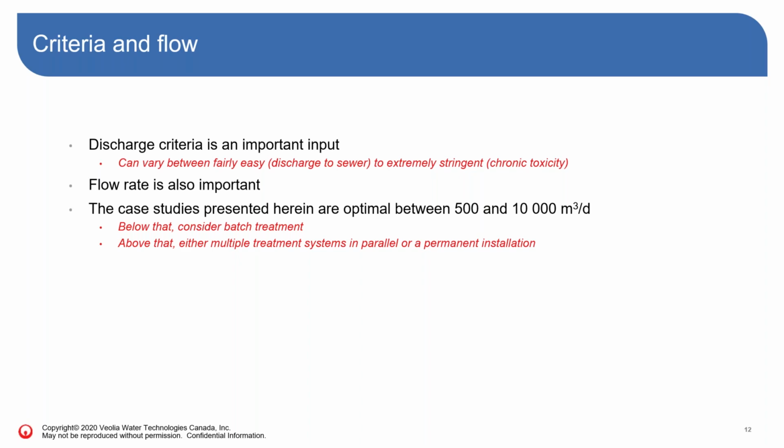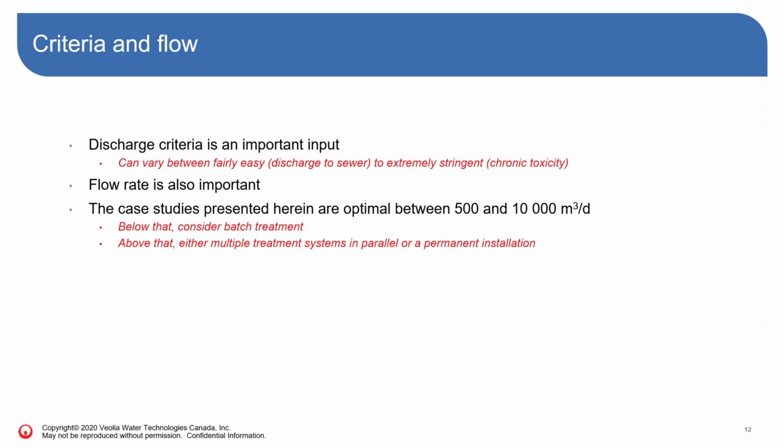The case studies that we're going to present are between 500 and 10,000 cubic meters per day. Below 500 cubic meters per day, usually you should consider batch treatment. Batch treatment is possible, but we will not present that today. Above 10,000, it becomes difficult to have a mobile solution, a wheeled solution. So usually either you need to consider multiple trains in parallel, or a permanent installation. Obviously, for a permanent installation, we can go to much higher flow than 10,000. But that's about the range where it's the sweet spot, if you want, of the treatment system that we're going to be presenting today.